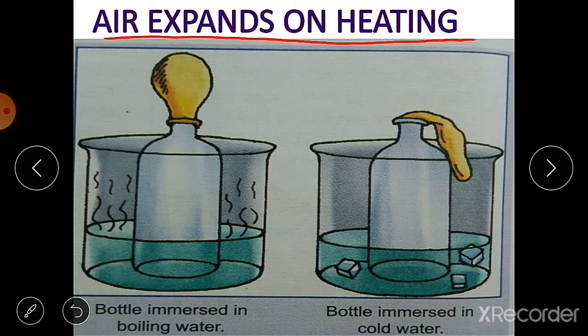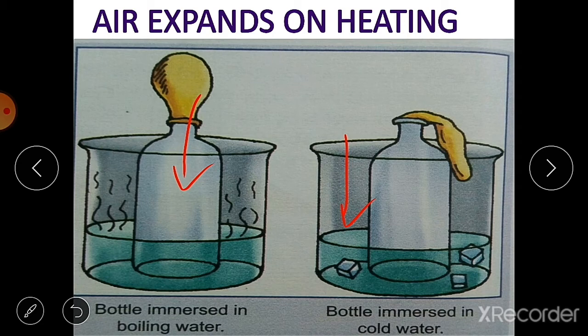You will need two balloons, then two glass bottles with narrow necks, two beakers, and they are filled with water. In this beaker there is boiling water, and in this beaker there is cold water with some ice cubes. Okay, then what you have to do is place this one bottle in this beaker with boiling water. Okay, and another bottle you keep in the beaker which has cold water.